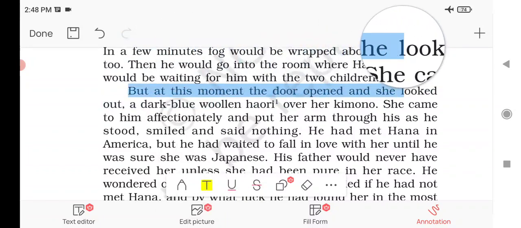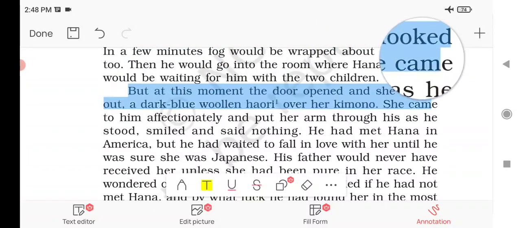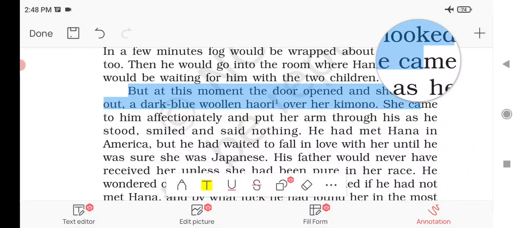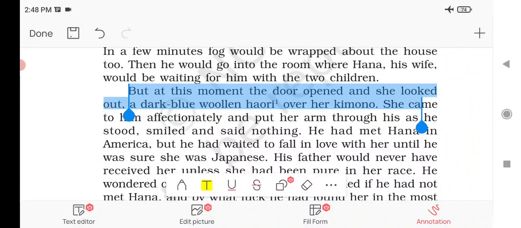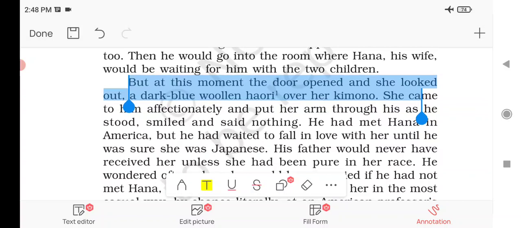But at this moment the door opened and she looked out, a dark blue woolen haori. It is actually an overcoat that is worn over a kimono, a Japanese dress, right? So that's how it is pronounced. This is a Japanese word. But at this moment, his wife came outside.